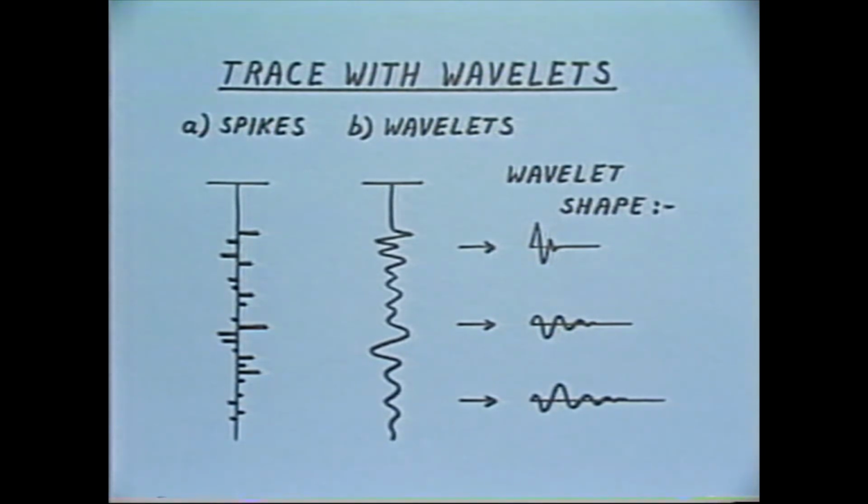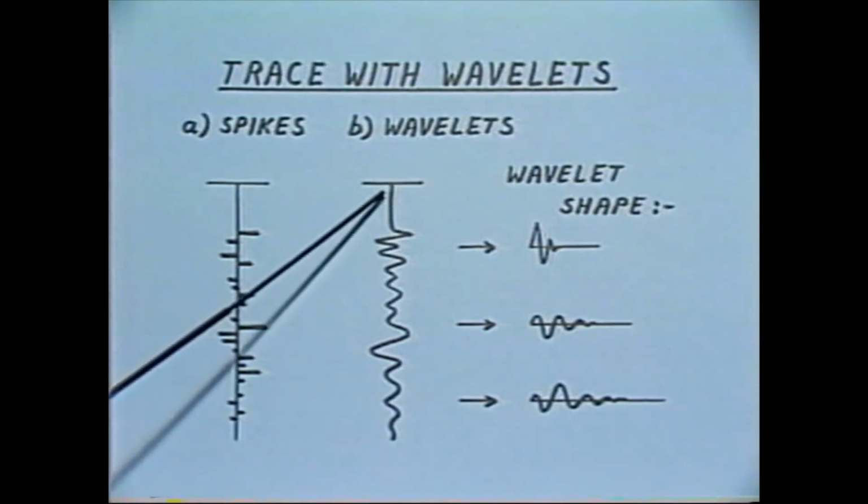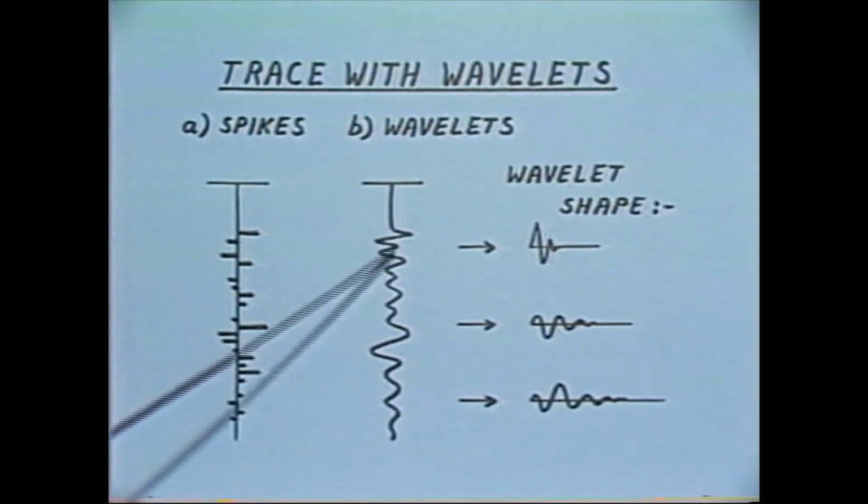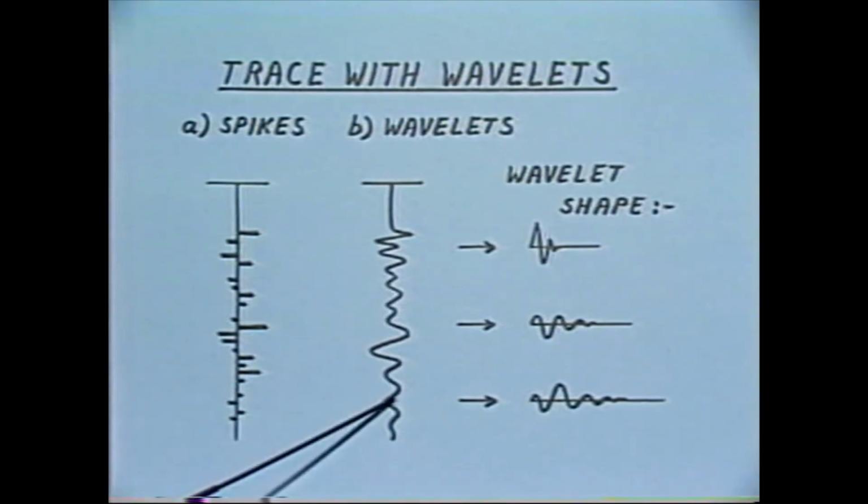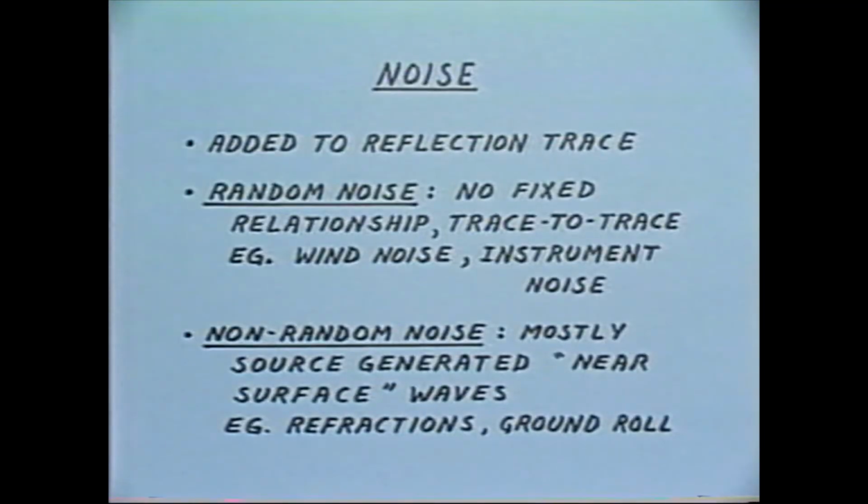Well, the trace with all the reflection events on it looks something like this then, as it would be recorded. One of the main things that is missing from the trace, though, so far is the various kinds of noise that are also recorded. Now, the noise, in effect, is added on to the reflection trace as we've just seen it. The noise can be subdivided into two main types of noise, random and non-random.